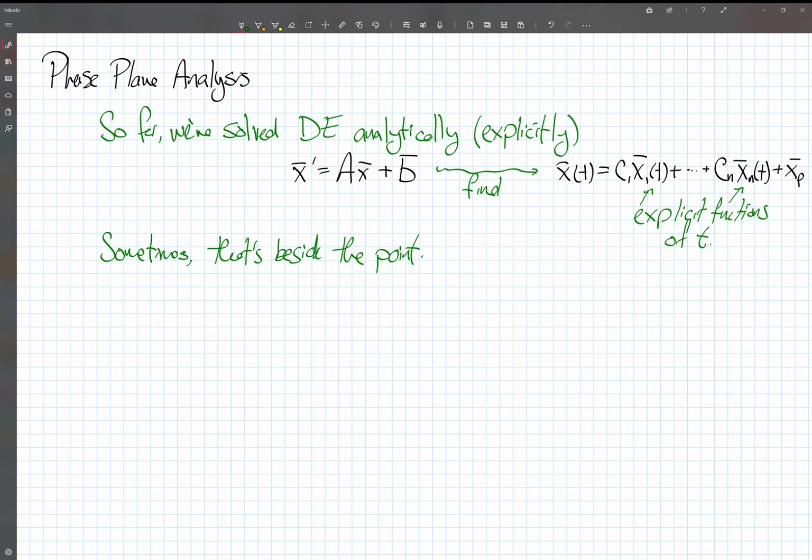The last topic in our course is going to be what's called phase plane analysis. I want to point something out, which is that so far when we've referred to solving a differential equation, what we meant is to provide an explicit solution, to solve it analytically, meaning I give you a differential equation or a system of differential equations, and we find an explicit function of t, like e to the lambda t times cosine a t times some particular eigenvector or whatever.